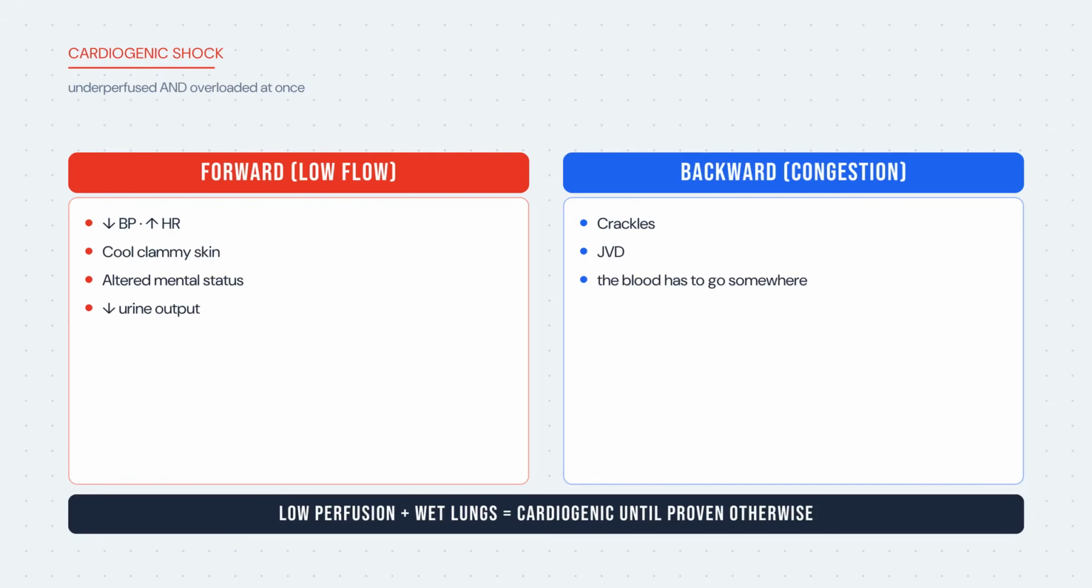Cardiogenic shock specifically. The heart has lost enough functional muscle that it cannot maintain output, most often after a large heart attack. So you see the signs of low forward flow, hypotension, tachycardia, cool, clammy skin, altered mental status, low urine output, and at the same time, signs of backward congestion, because the blood that is not being ejected has to go somewhere. Crackles. Jugular venous distension. The combination is the fingerprint. A patient who is underperfused and fluid overloaded at the same time.